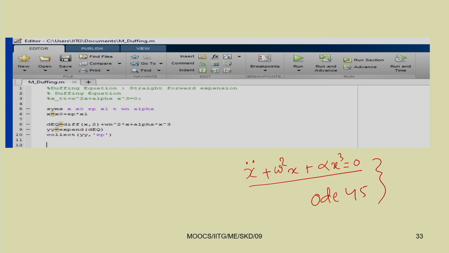Or if you want to use the straightforward expansion method, here it is written straightforward expansion method. In the straightforward expansion method, you take 2 or 3 terms if you want. For example, here I am substituting x equal to x0 plus epsilon x1. So in this form you can write this differential equation. Then you expand this differential equation, as you have alpha x cube, x you are substituting by x0 plus epsilon x1. So you can expand that thing. Then you collect the terms with order of epsilon. So you can use this command collect.